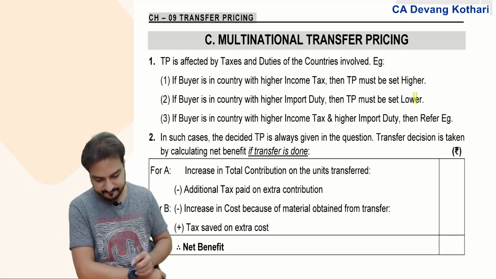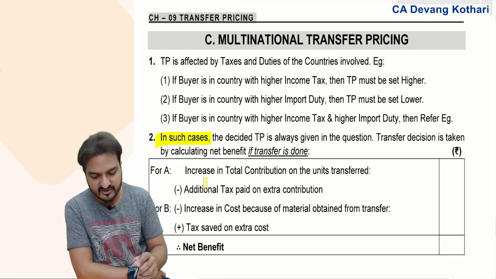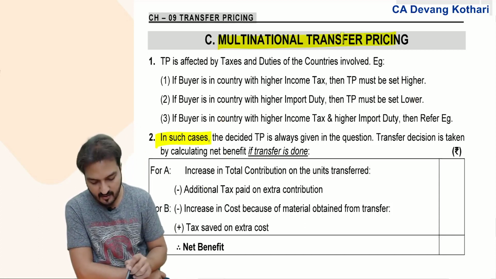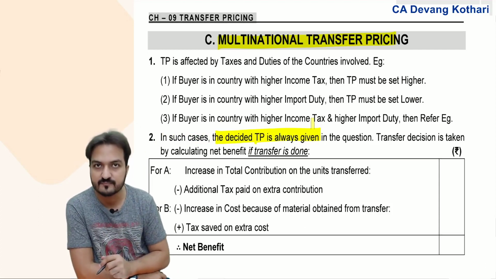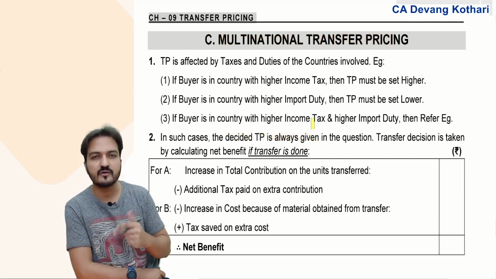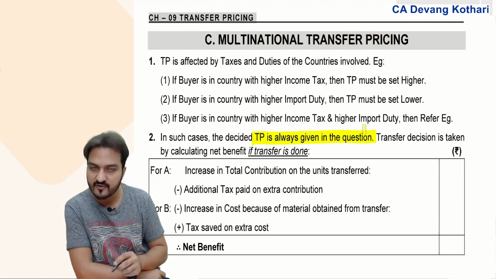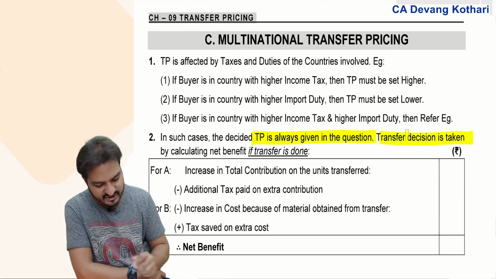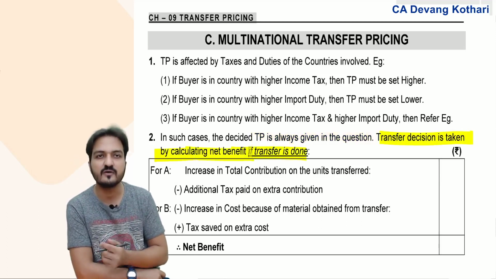For example, look, in all such questions of multinational transfer pricing, the decided transfer price is always given in the question. And the question will generally ask you whether the transfer should be done or not. The decided transfer price is always given in the question. The transfer decision is taken by calculating the net benefit if the transfer is done.